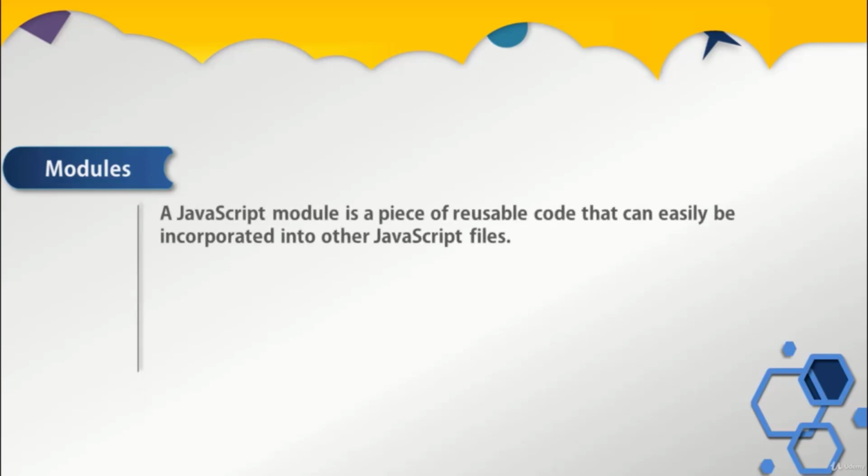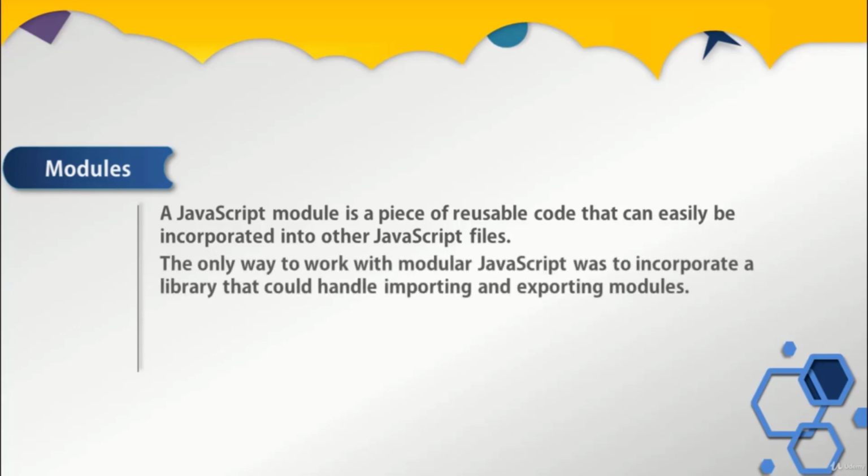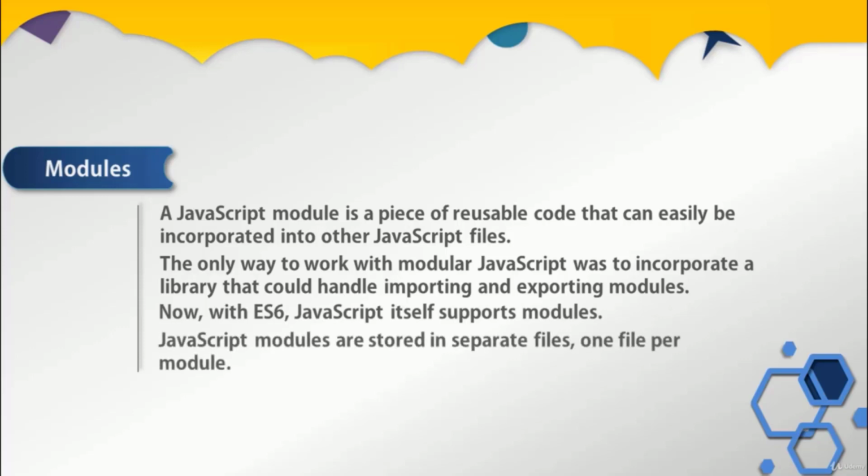In this lecture, we are going to understand what ECMAScript 6 modules are. The first question that comes to your mind is, what is a module? A JavaScript module is a piece of reusable code that can easily be incorporated into other JavaScript files. Until recently, the only way to work with modular JavaScript was to incorporate a library that could handle importing and exporting modules. Now with ES6, JavaScript itself supports modules.